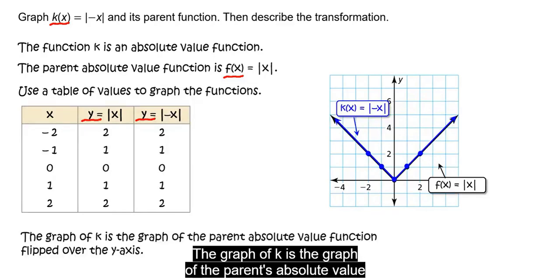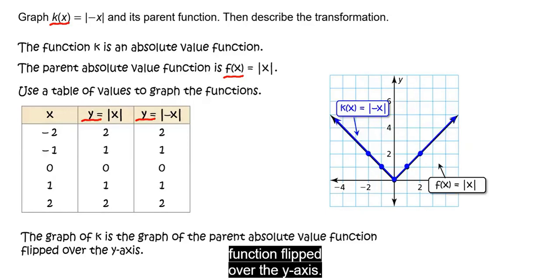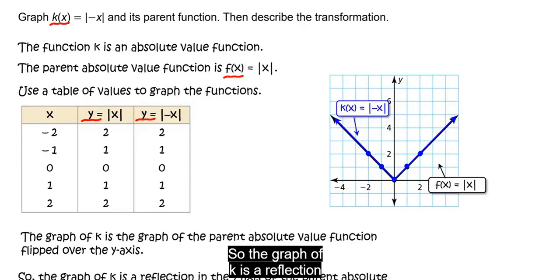The graph of k is the graph of the parent absolute value function flipped over the y-axis. So, the graph of k is a reflection in the y-axis of the parent absolute value function.